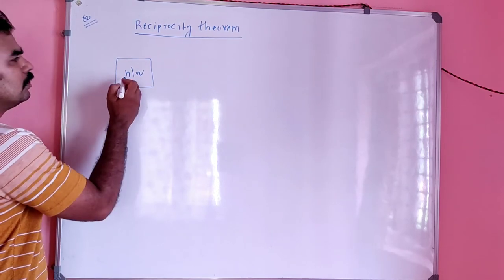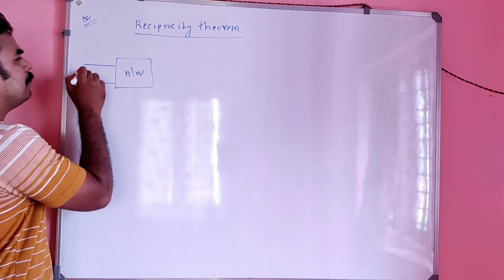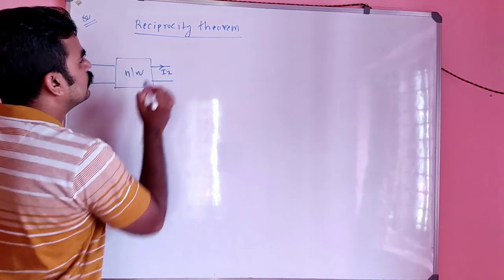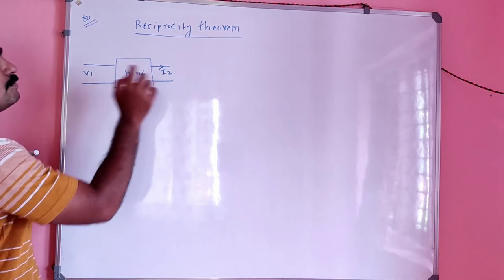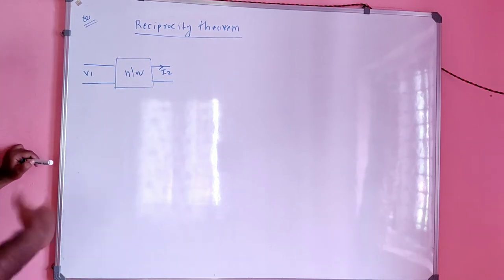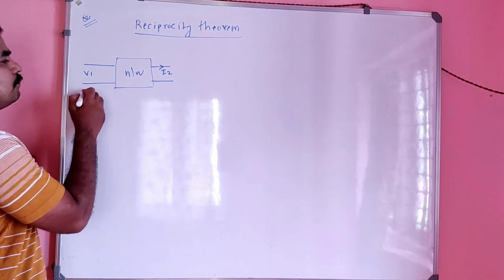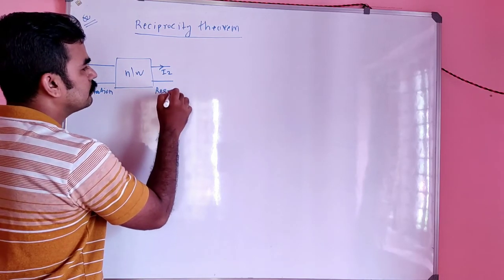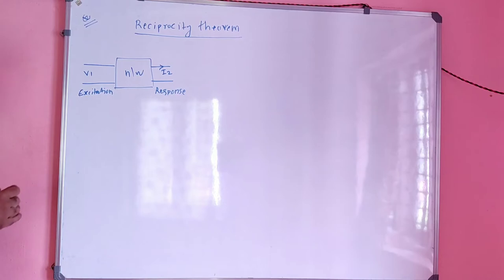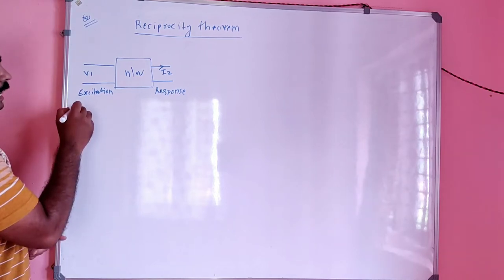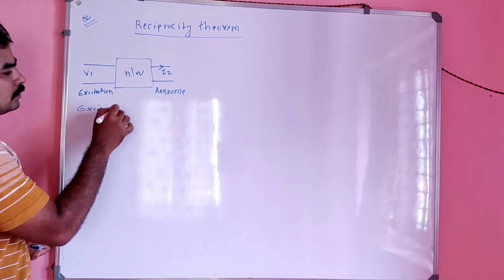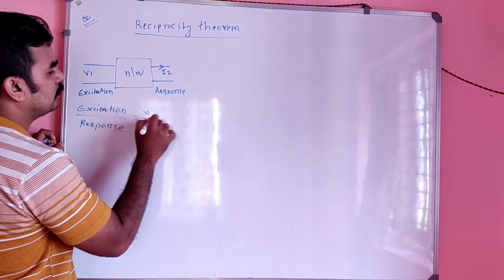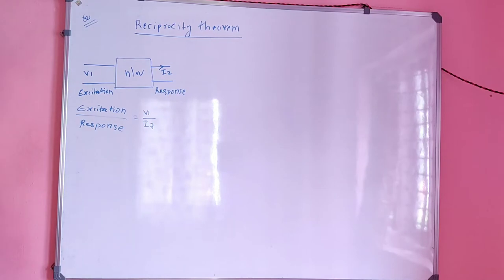See, let me apply a voltage of V1, and due to that there is a flow of current I2. This is the excitation and this is nothing but the response. So the ratio of excitation divided by response will be equal to V1 by I2. Is it clear?